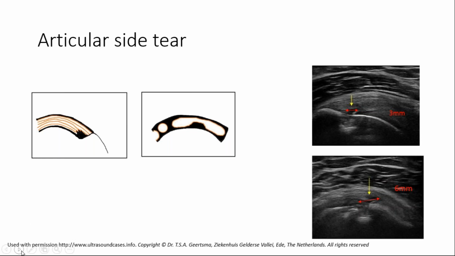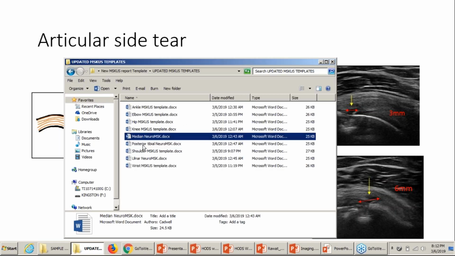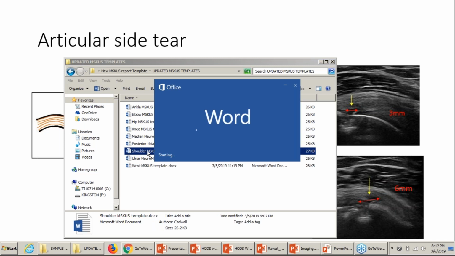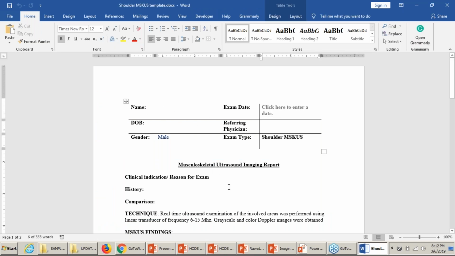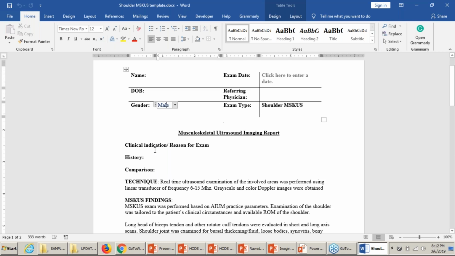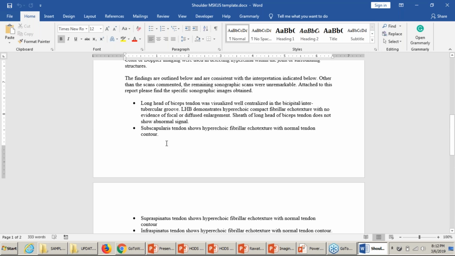So this is how you write it in the report template. What I'm going to do is go to the report template and type it there so you see how you write these findings in the report. Here you will write the patient name, date of exam, date of birth, all the patient demographics. Then you will write the history, what type of presentation this patient has with the right or left shoulder, and what relevant physical findings there are. Everything else is fine, so you leave it as is.